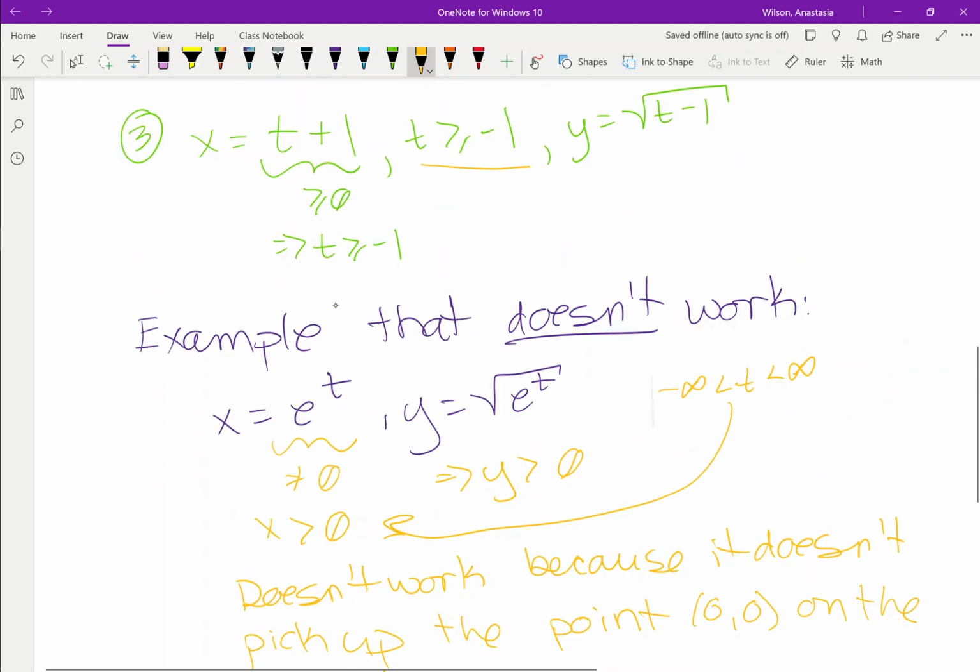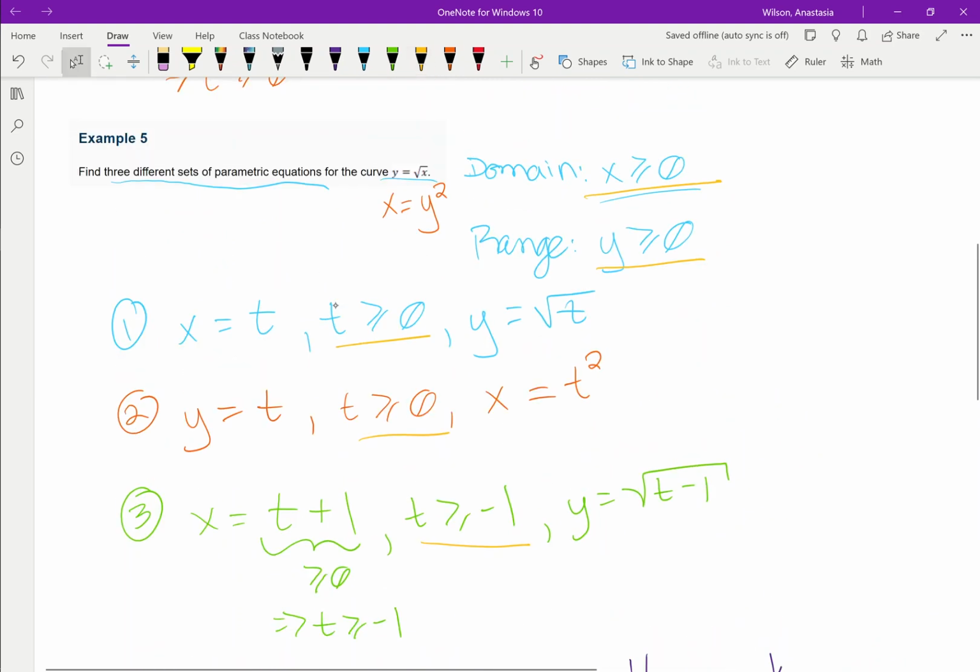Even with the restrictions on the range and the domain, you are still not going to have a unique answer. So with your parameterizations, pay attention to the domain and the range. Other than that, you have a lot of choices that will work. And this does wrap up our solution for example 5.